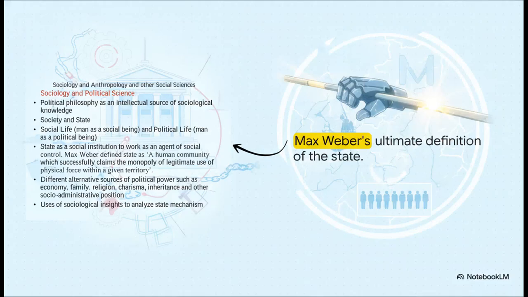Now, right at the center of this relationship is Max Weber's foundational definition of the state. It's essentially a massive lore drop for the social sciences. He defines the state as a human community which successfully claims the monopoly of the legitimate use of physical force within a given territory. Pretty intense, right? Basically, sociology looks at the state not just as some bureaucratic government body, but as a deeply rooted social institution that acts as an ultimate agent of control.